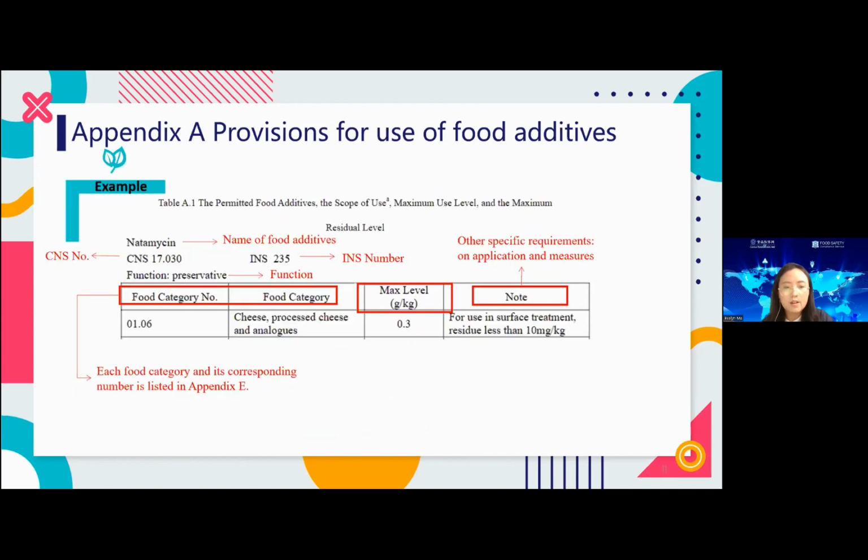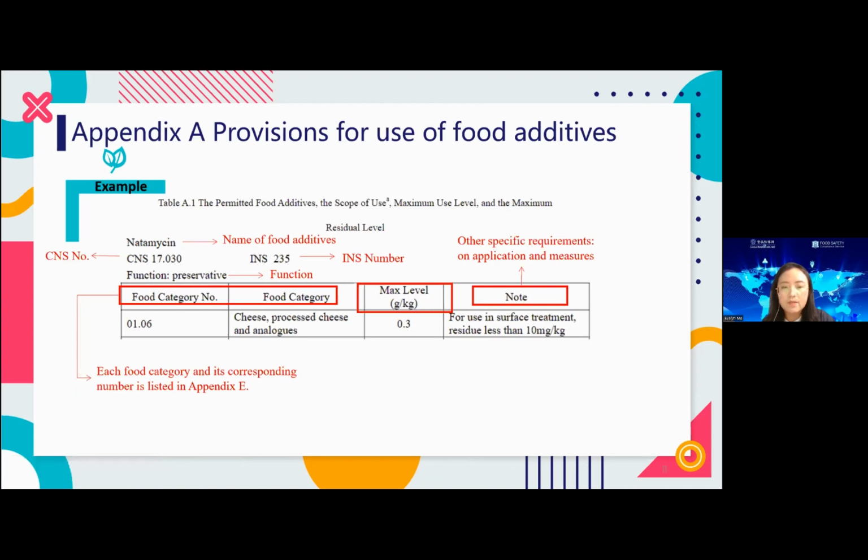And here we have the standard screenshot. We can see the name of the food additives, the CNS number and the INS number. The CNS number means the Chinese number system, and the INS number is the international number system. So the INS number is quite useful, especially when you are labeling or carrying food additives.